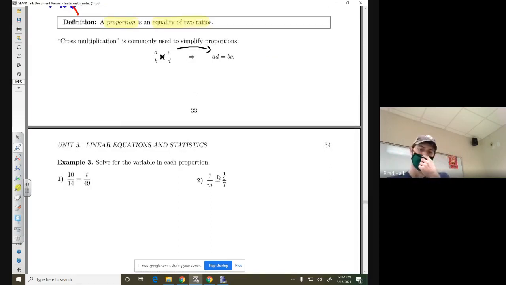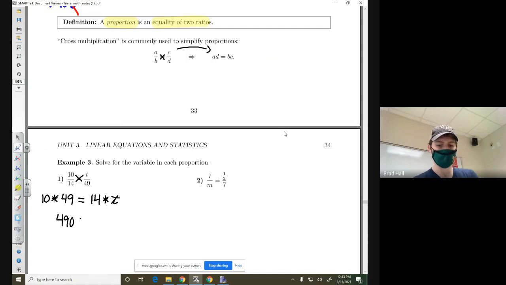We start off with example 3, solve for the variable in each proportion. So you can see in problem 1, there's a t right there. So we want to get the t by itself. Of course, my philosophy when I teach college algebra, just in general, is fractions are bad. Let's get rid of them. One way to get rid of them, we use cross multiplication. So we can cross multiply here. 10 times 49 is equal to 14 times this variable t. Well, at least 10 times 49, we can do that fairly quickly. It's 490.